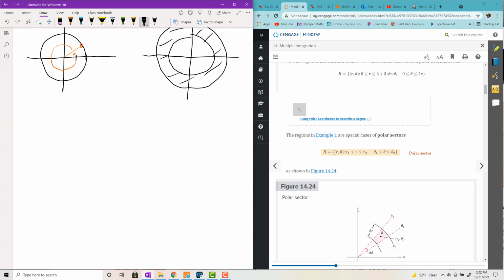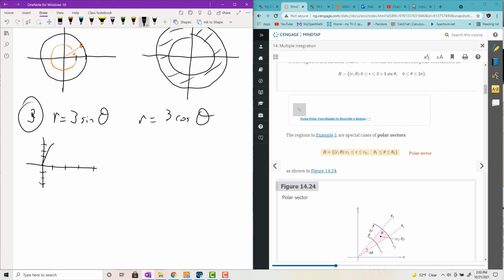Shifted circles, so number 3, you have things like r equals 3 sine theta, or even r equals, we'll say, 3 cosine theta. Take a look at each one of those. You could do a table of values, r theta values. Usually what I do is just draw it in the theta r plane. So 3 sine theta, amplitude is 3. Sine, pi over 2, pi, 3 pi over 2, 2 pi. It'll look like this.